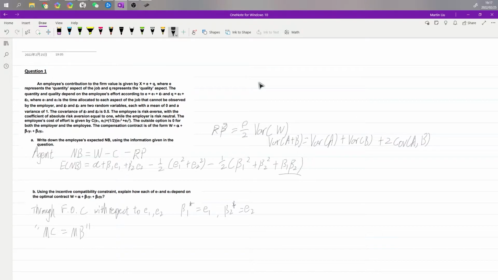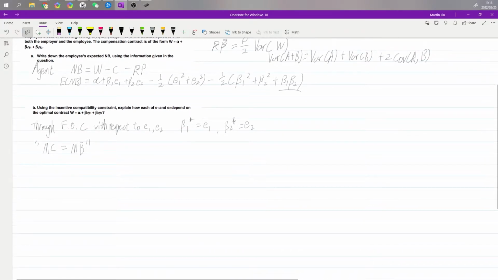I also mention a little bit about how these things happen, because we take the first order condition with respect to the efforts, and we figure out that marginal cost is equal to marginal benefits in this case. So that concludes part B.